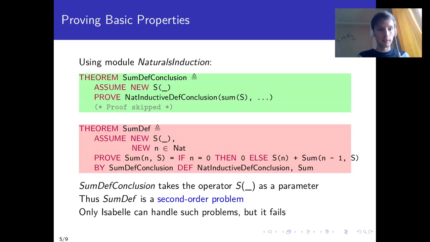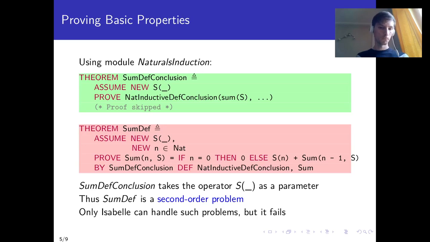To understand why, let's look at SumDefConclusion. So I already pointed out that SumDefConclusion is parameterized by an operator s. In logical terms, that means SumDefConclusion is a statement that is quantified over operators, over an operator s. And for SumDef, this quantified lemma has to be instantiated with an operator s. So we can see that it's not first order instantiation here, it's second order instantiation.